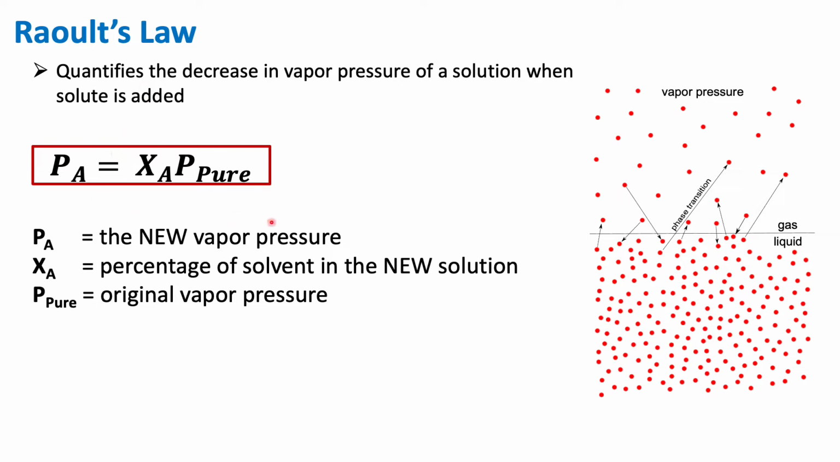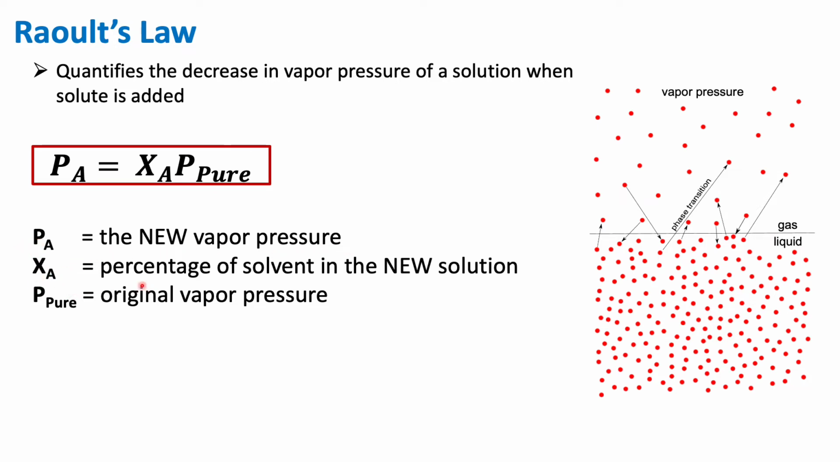And this is the formula for Raoult's law, where we have P sub A equals X sub A times P pure. Now, P sub A refers to the new vapor pressure. Now, we can remember that the P stands for pressure in this case. It's a little confusing because we're talking about vapor pressure, so we think it should be V, but in reality it's P and it stands for pressure. So P sub A is the new vapor pressure.